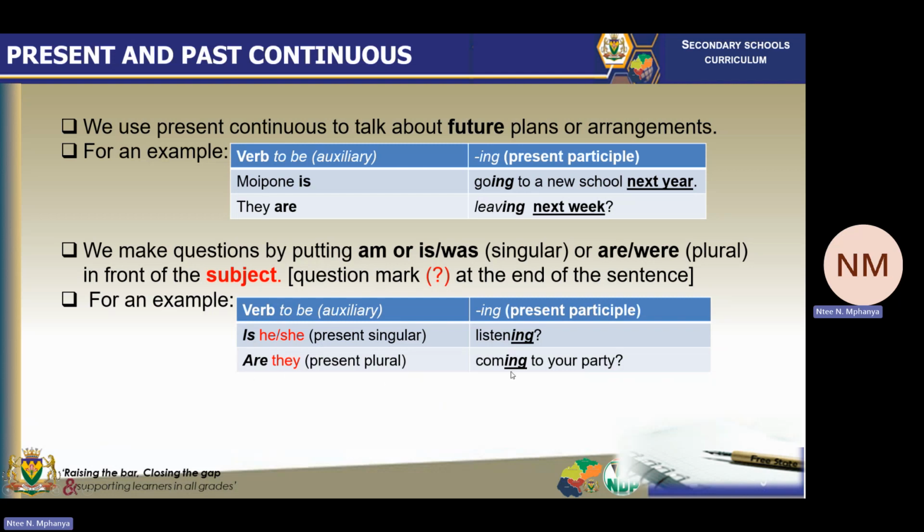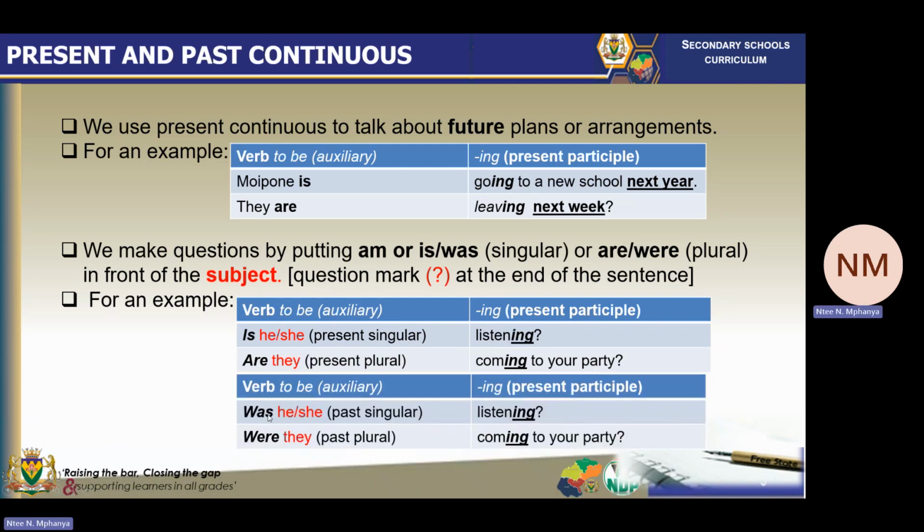Are they coming to your party? The statement would have been, they are coming to your party. But when you ask a question, or you form a question, you start with the auxiliary. We start with the auxiliary. Are they coming to your party?